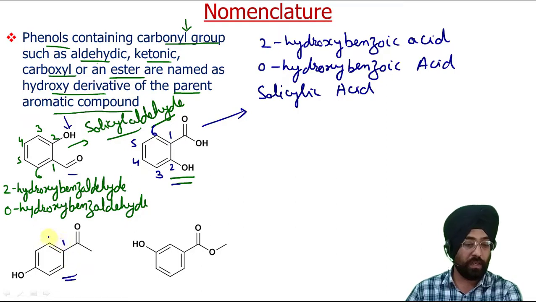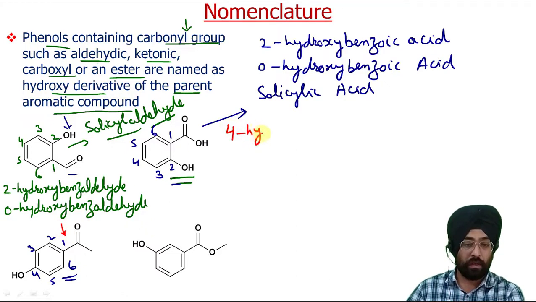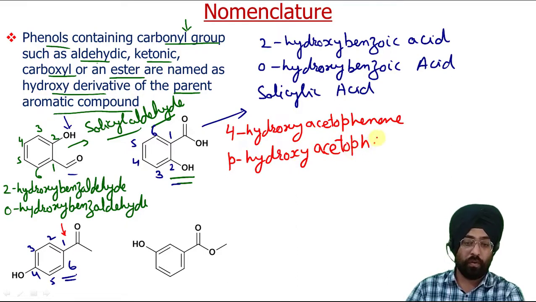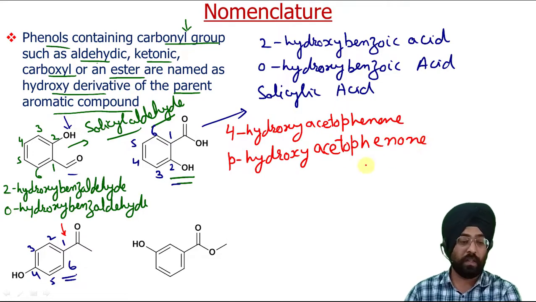This will be 1, 2, 3, 4, 5, 6. So it is 4-hydroxy. I will write the name of this compound here in red color. This is your 4-hydroxy. Now this is acetophenone. The remaining compound is called acetophenone, so it is called para-hydroxyacetophenone.